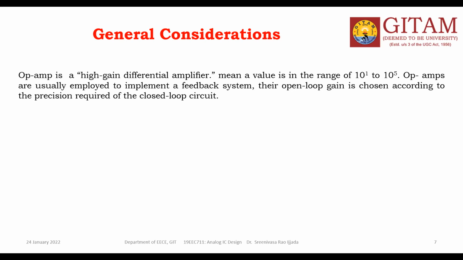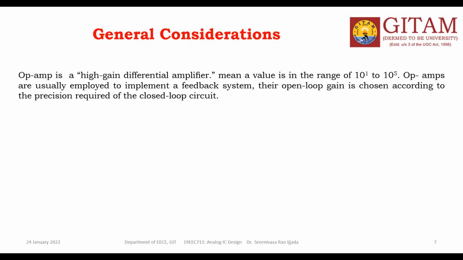In closed loop you have control over the gain. You can get a variable gain, not just some particular value. You can vary the gain over a wide range, from this much value to that much value. So that is the op-amp definition: a high gain differential amplifier. What is the gain range? The gain range is 10 to 10 lakhs, so 10 power 1 to 10 power 4.